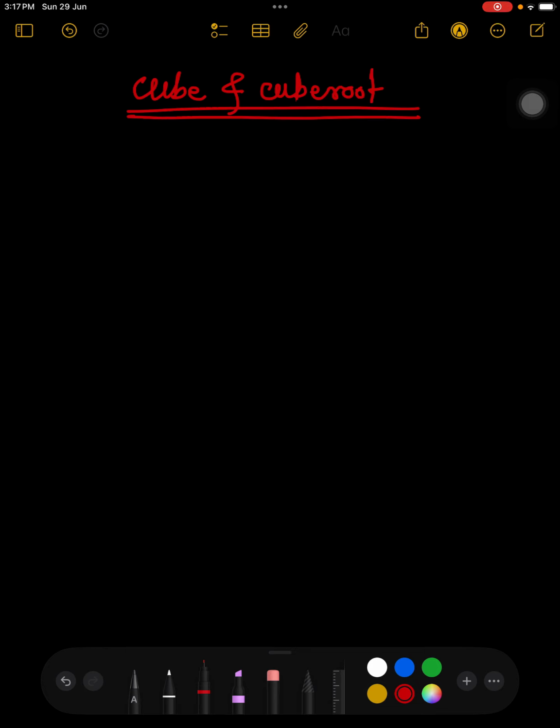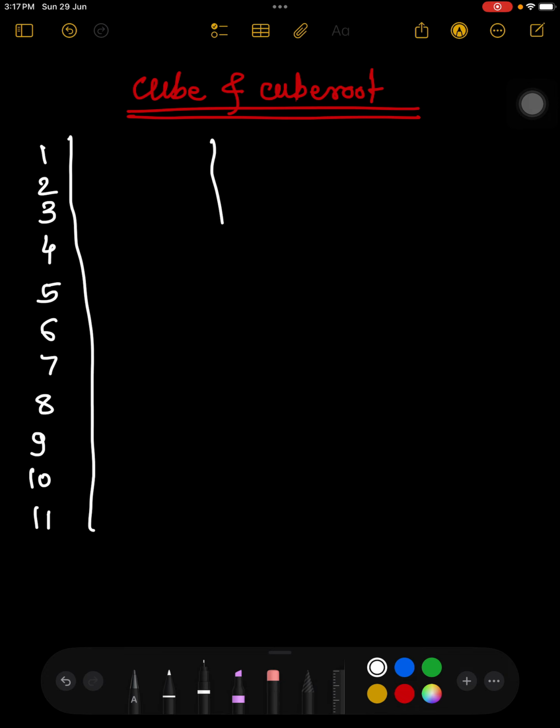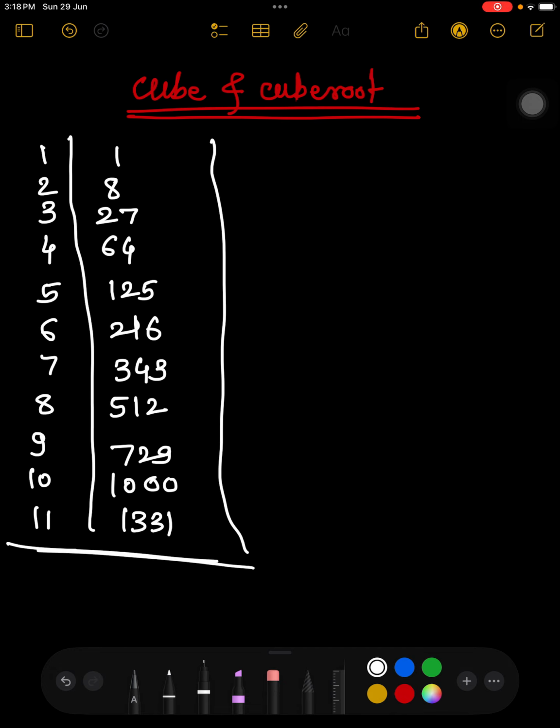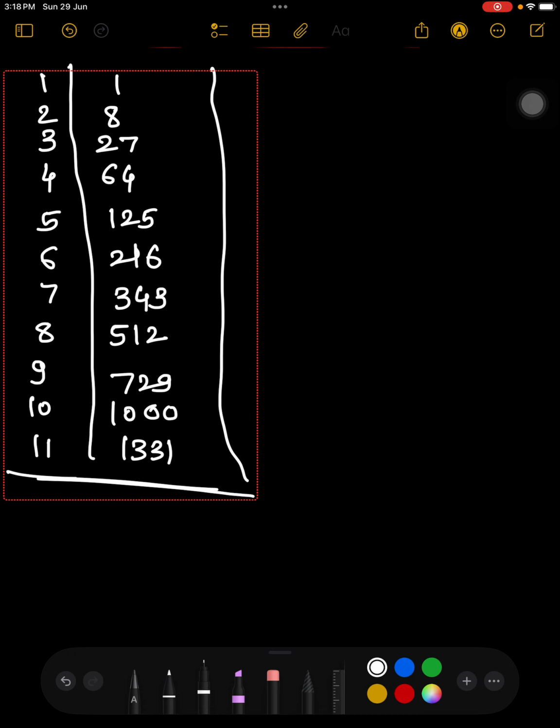Before starting this chapter, we should know the cubes from 1st to 10, right? So the cube of 1, 2, 3, 4, 5, 6, 7, 8, 9, 10 and 11. We should be aware of the cubes of these numbers. The cube of 1 is 1, 2 is 8, 3 is 27, 4 is 64, 5 is 125, 6 is 216, 7 is 343, 8 is 512, 9 is 729, 10 is 1000 and 11 is 1331. These are the cubes from the number 1st to 10, okay?